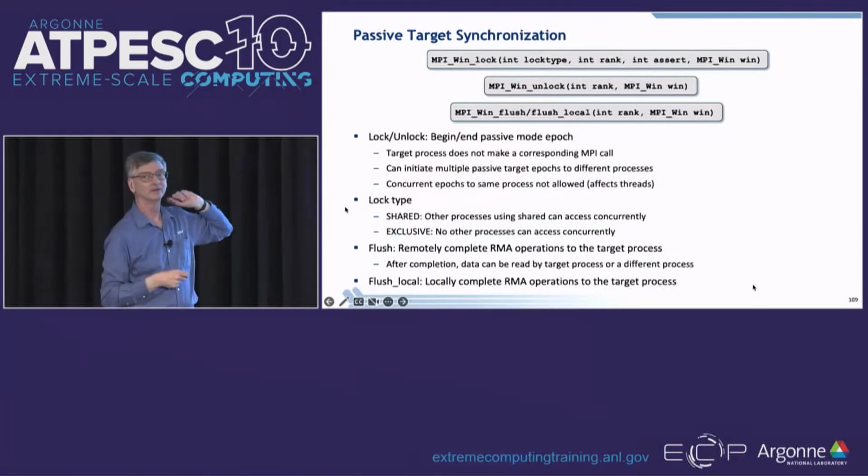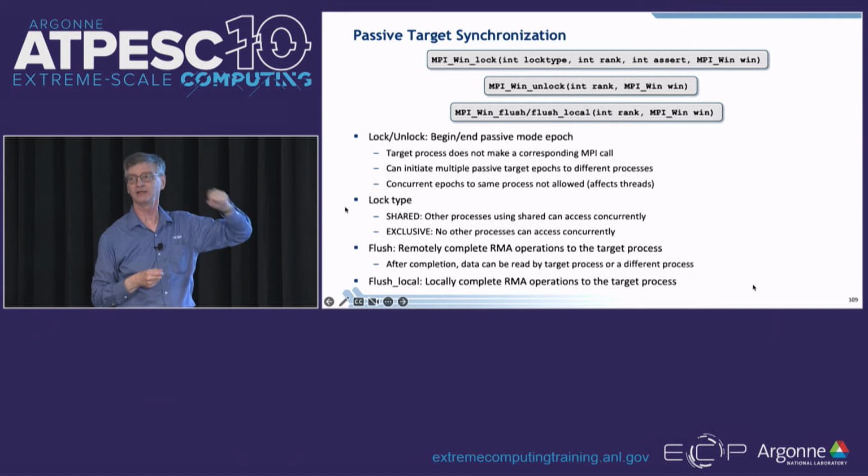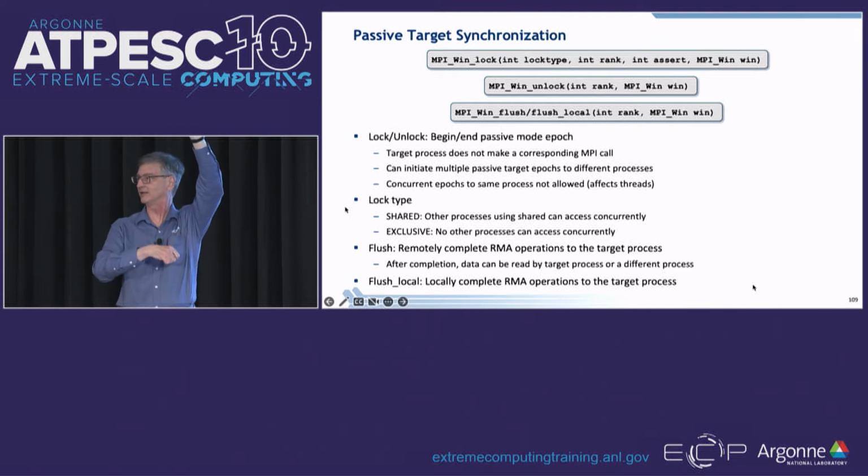Well, the problem with the lock and unlock is, remember, those operations are all non-blocking. So if I do that get, it doesn't complete locally until I do the unlock. So even if I was doing this exclusively, I'd have to do the unlock, which then means other processes can get in and do stuff. So MPI 3 added flush and flush local. And what those do is tell the MPI implementation, complete the RMA operations so far, but don't exit this lock, unlock, this begin, end region.